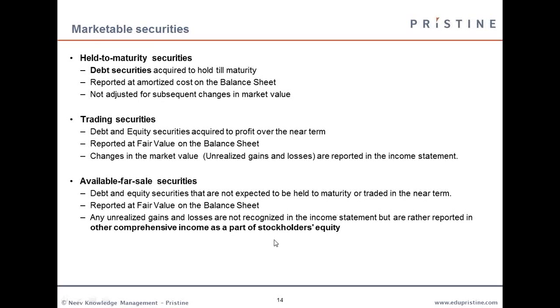The third class of securities is available for sale securities. Again, they are not expected to be held to maturity or traded in the near term, and they are readily available for sale. In this case, the only difference is that they are not recognized in the income statement but are reported in other comprehensive income as a part of stockholders' equity. Instead of reporting unrealized gains and losses in the income statement, they are reported in other comprehensive income, which comes as a part of stockholders' equity.